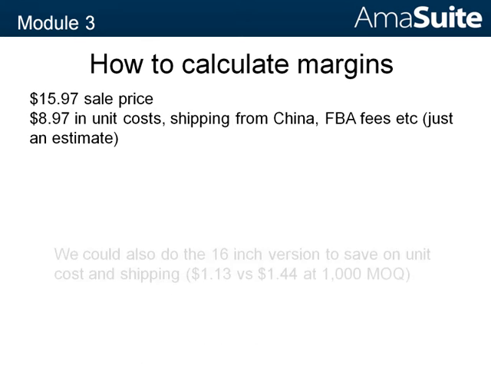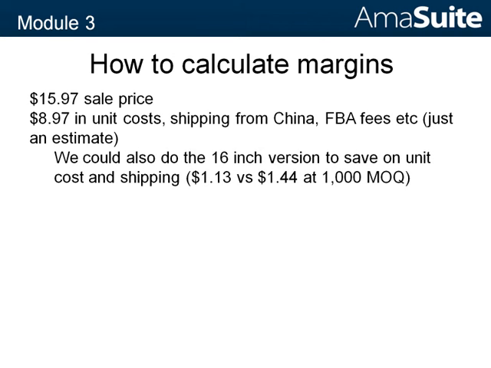Again, this is just an estimate, but we could also do the 16-inch version to save on the minimum order quantity size and also save on the shipping. So it'd be $1.13 versus $1.44. That is a 1,000 minimum order quantity though.